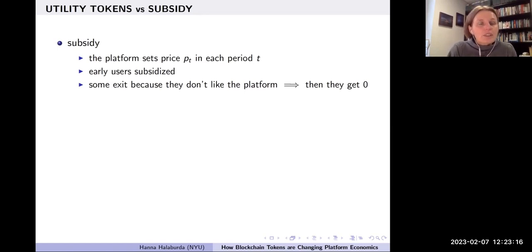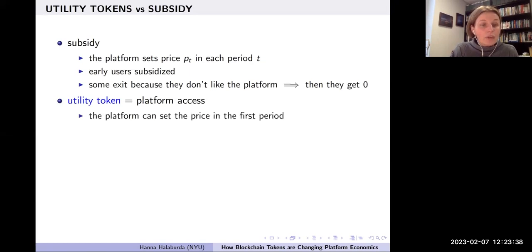But instead of subsidy, right, the platform may issue utility tokens. And a utility token may allow you to access the platform and to access platform services. And presumably only with those utility tokens, you can indeed access those services. So here, Helium is an example, Filecoin is an example, and a couple of others. The platform can set the price in the first period, early on, when they first sell some number of tokens, they can basically set the price for a token.